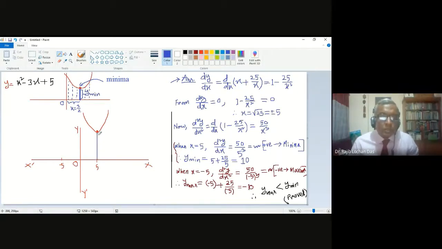So it is y min. Why min? Because this is the lowest height in the graph. The left side height and right side height will be bigger. So y will be bigger. And another example is minus 5. So for minus 5, the y value is minus 10 and it is maximum.